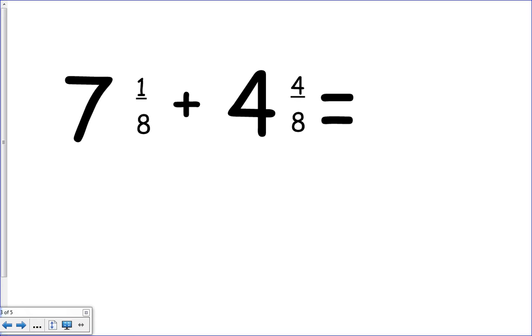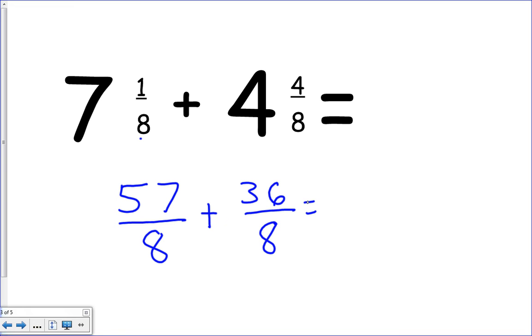All right, now let's look at 7 wholes and 1/8 plus 4 wholes and 4/8. So 8 times 7, denominator times the whole unit, 56 plus the 1, 57. I'm looking at 57/8 plus 32 plus the 4, 36/8. And just so we're on the same page, let's show all of our math. I'm adding my numerators right now. So 93/8.